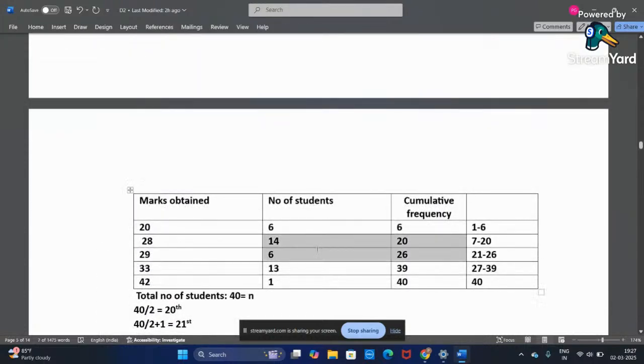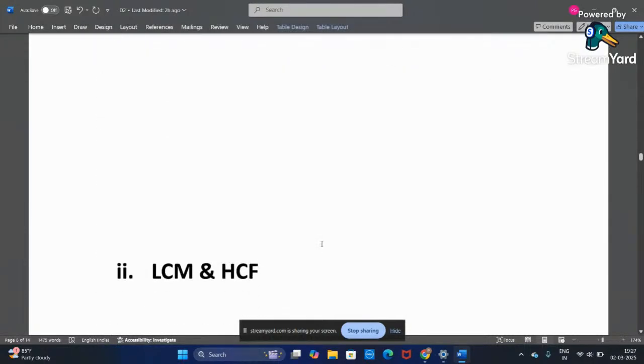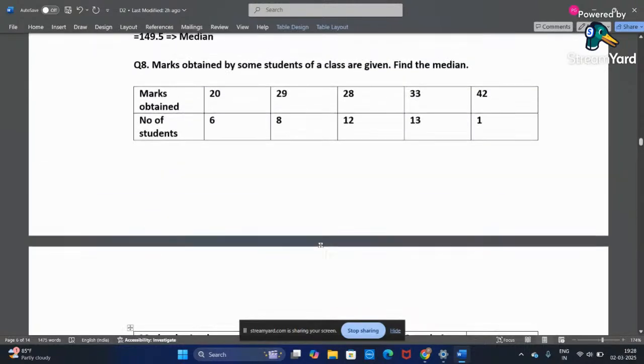Okay, this answer is for the previous one, and this answer is for this one, because I have changed the value here. Okay, any doubt in median? Sorry, any doubt in the entire topic in statistics? Any doubt in statistics? Okay, we'll move on to the next one.